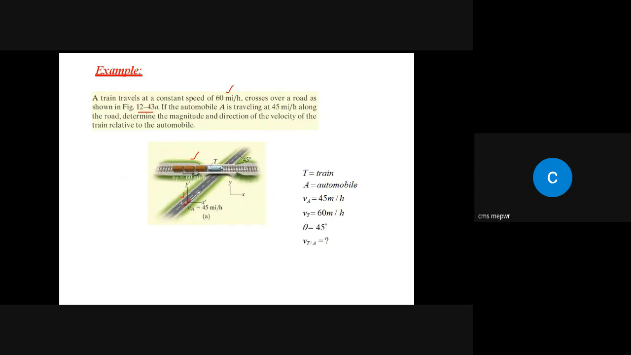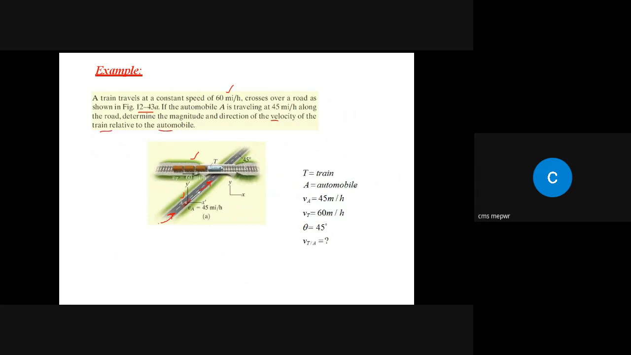If the automobile A is traveling at 45 miles per hour, if this automobile is having a velocity of 45 miles per hour along the road, means it is following this direction, along the road. Pardon me for my writing. Determine the magnitude and direction of velocity of train relative to automobile.